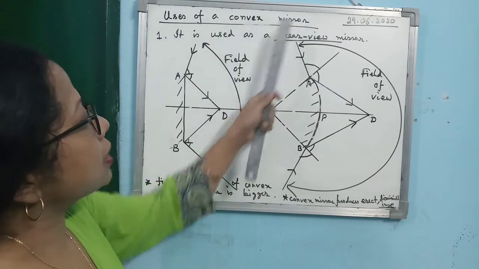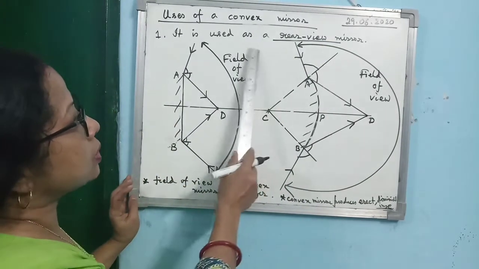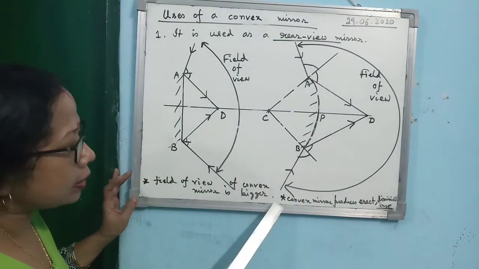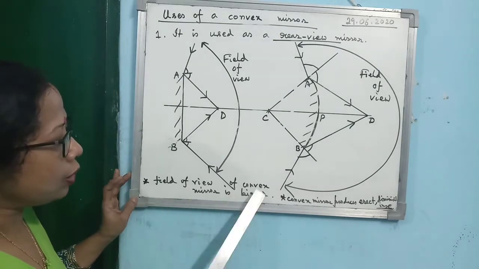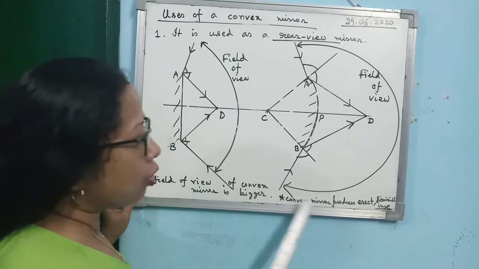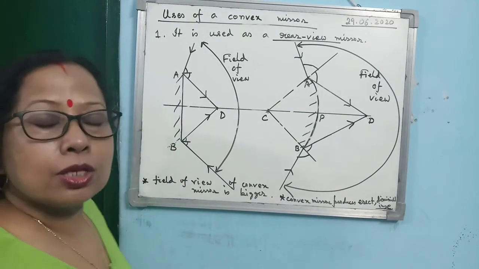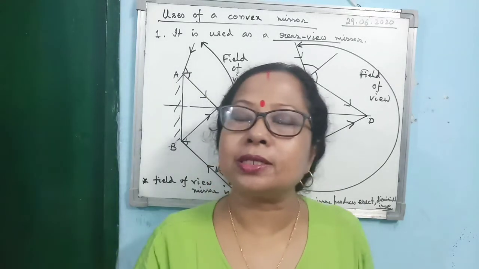So here what are the 2 points you have to write? That why a convex mirror is used as a rear view mirror. These are the 2 points. First point, the field of view of convex mirror is bigger, and second point, convex mirror produces erect and diminished image. Alright, so as it produces a diminished image, then what will happen?